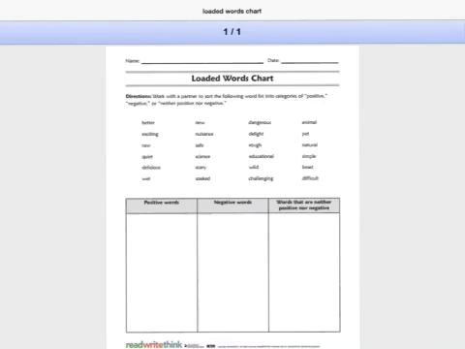The next activity that the students will be part of is doing a loaded words chart. This chart is courtesy of Read Write Think, but why reinvent the wheel? And they sort these words into the proper categories of positive words or negative words, or words that are neither positive or negative. And this will allow us, when we get to the next activity, to kind of give them hints of what they ought to be looking for.